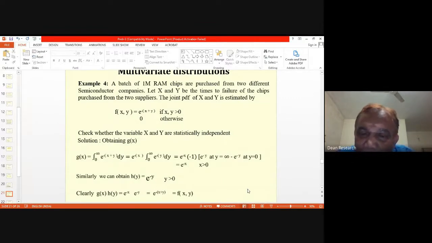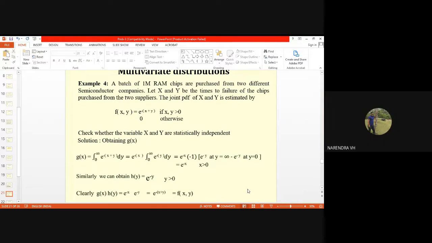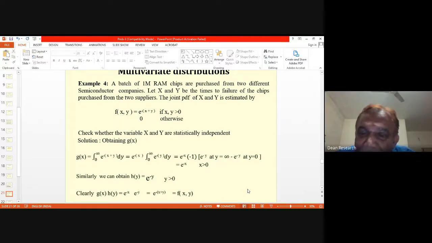See, e to the power of minus y at y equal to infinity is 0. Now, minus e to the power of minus 0. E to the power of 0, whether it is negative or positive, is 1. So you get -1 inside the square bracket. But outside, you have got -1. So -1 into -1, you get 1. So you get g of x equal to e to the power of minus x, x greater than 0. Am I right? Simple, right?